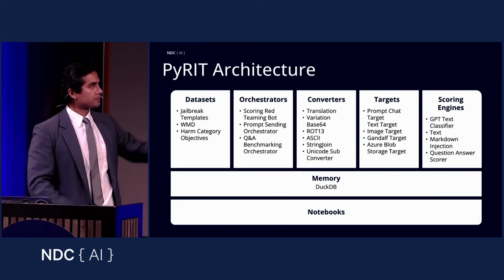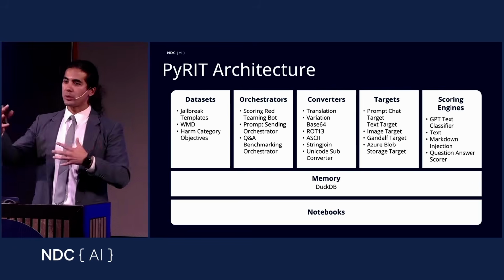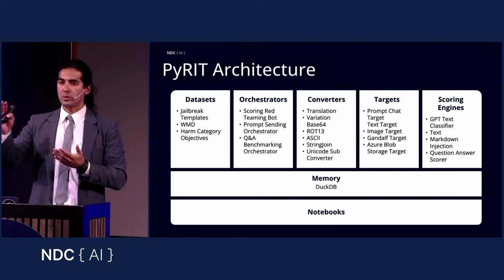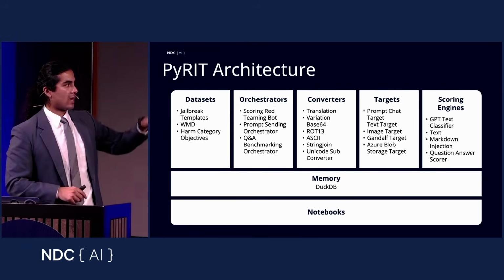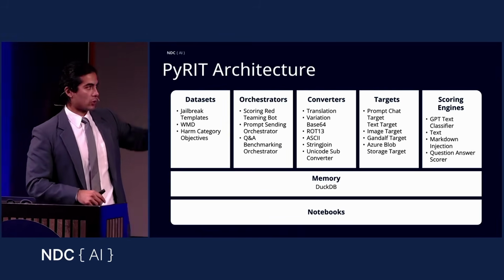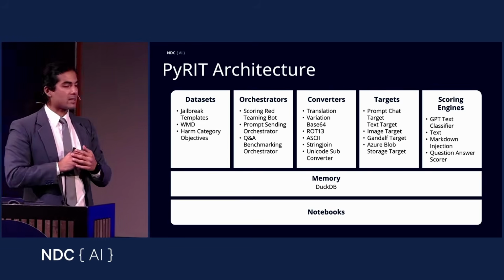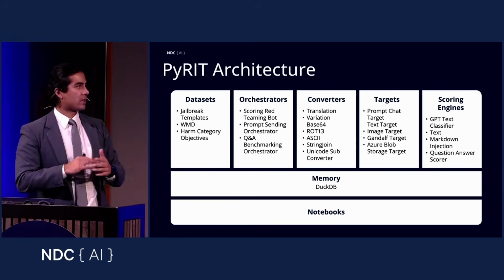Then there are the orchestrators, and these are effectively putting together all of the different components to be able to execute a workflow. So we have scoring orchestrators, the red teaming orchestrator, orchestrators to send prompts, question and answering, and benchmark evaluate orchestrators.